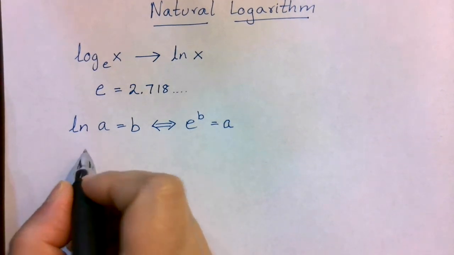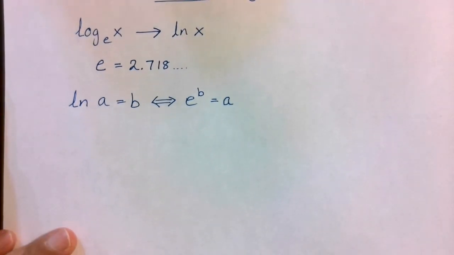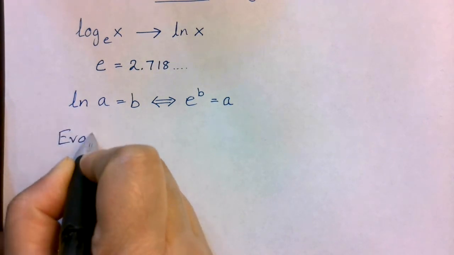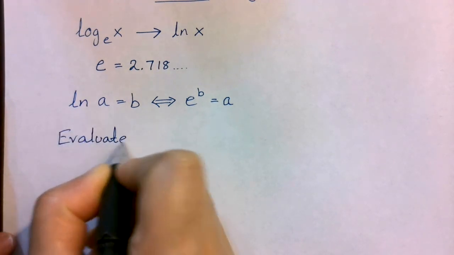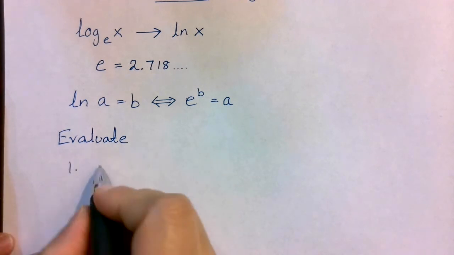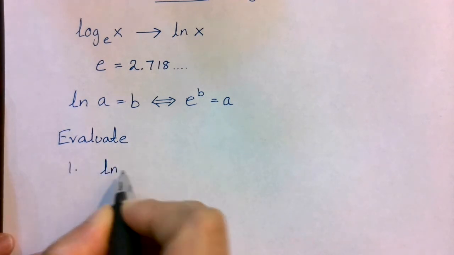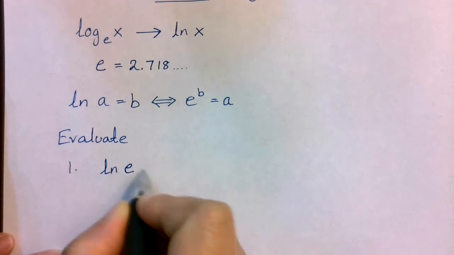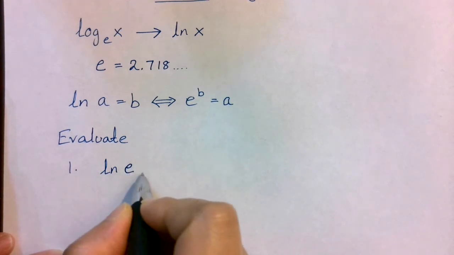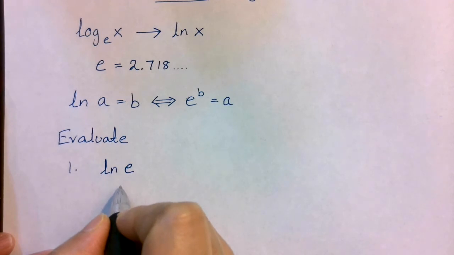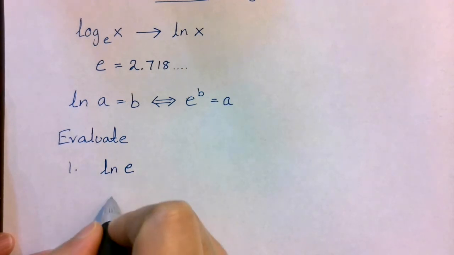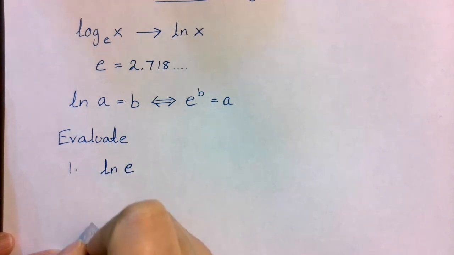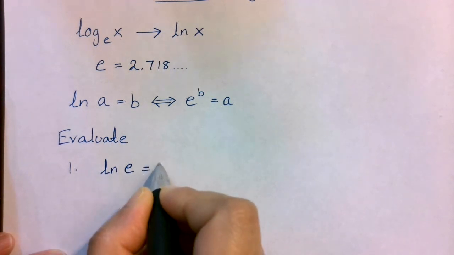Now let's try to evaluate a few problems. Evaluate number one. Let's say you have natural log of e. What is natural log of e? Now, when we say natural log of e, we are saying e to the power of what gives you an e? The answer is 1.